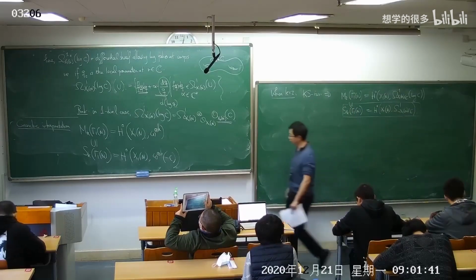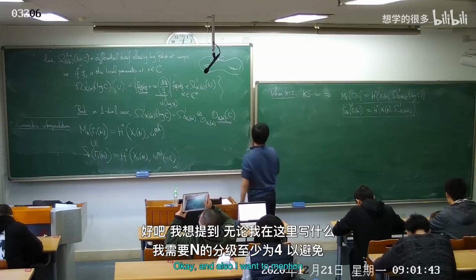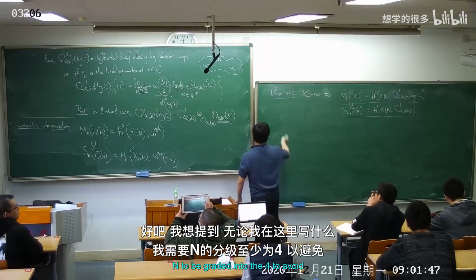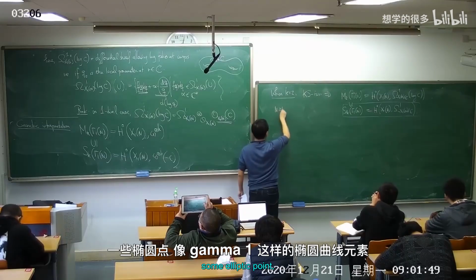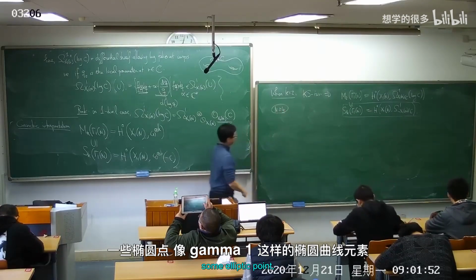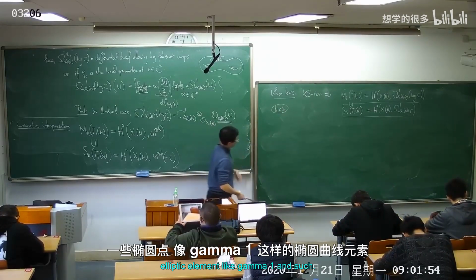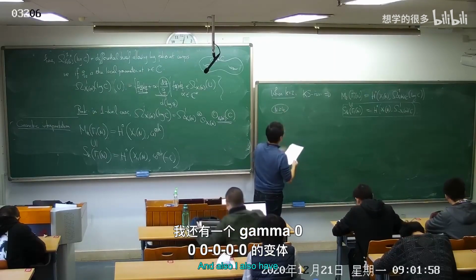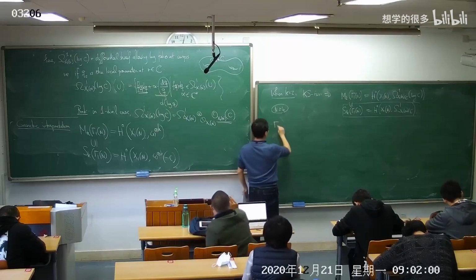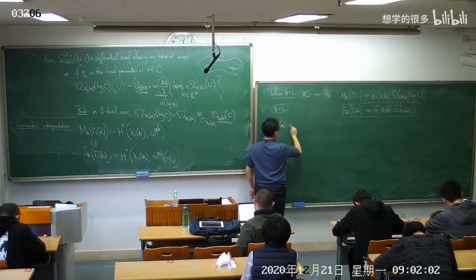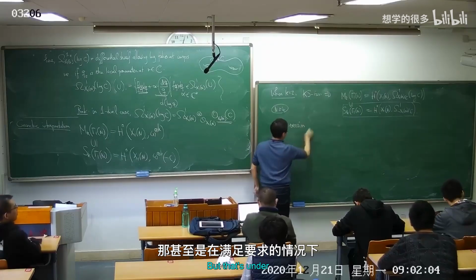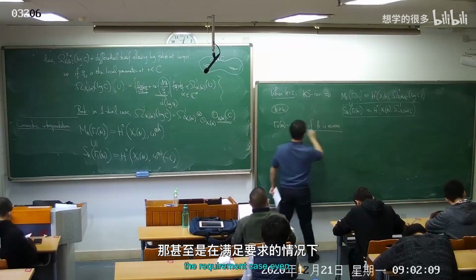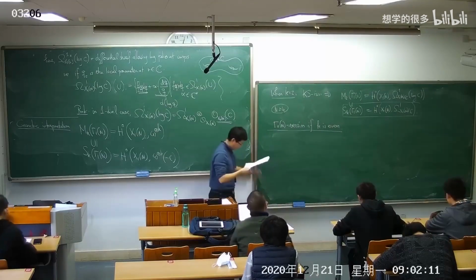Okay, and also I want to mention that whatever I write here, I kind of need n to be greater than or equal to 4 to avoid some sort of elliptic points, elliptic elements like gamma 1 and such. And I also have a gamma naught version, but that's under the requirement that k is even.